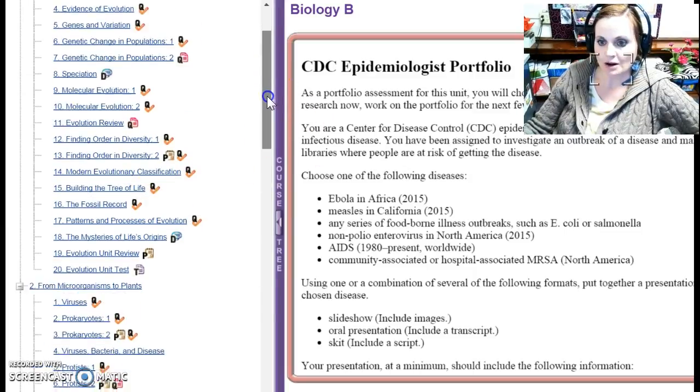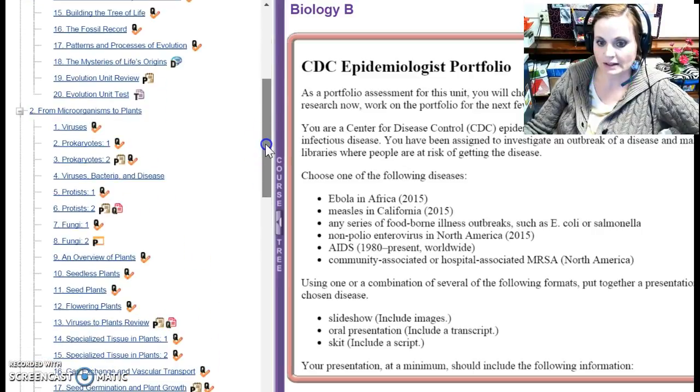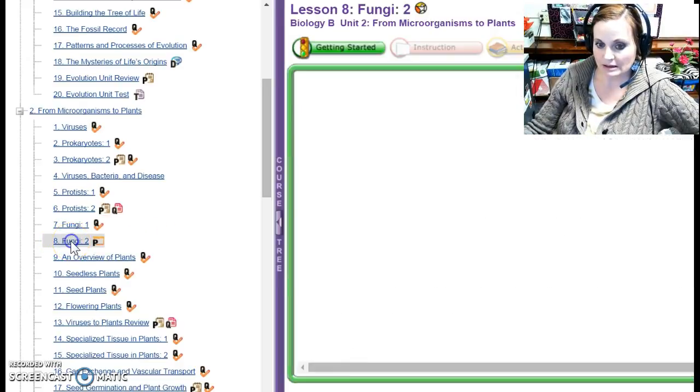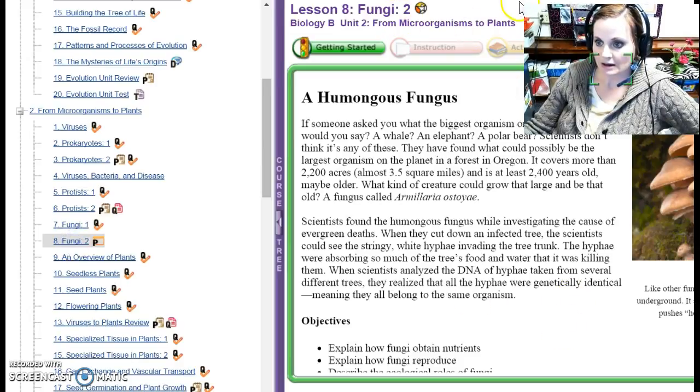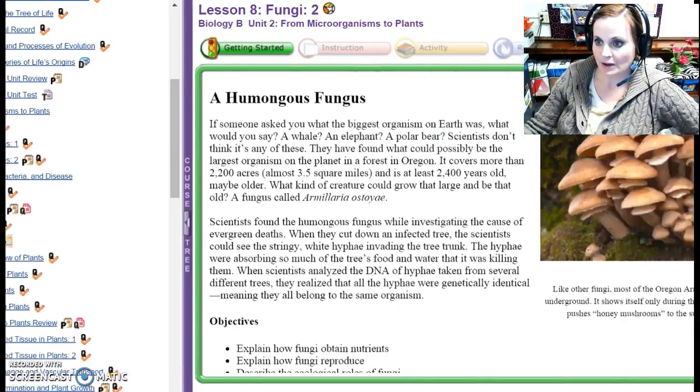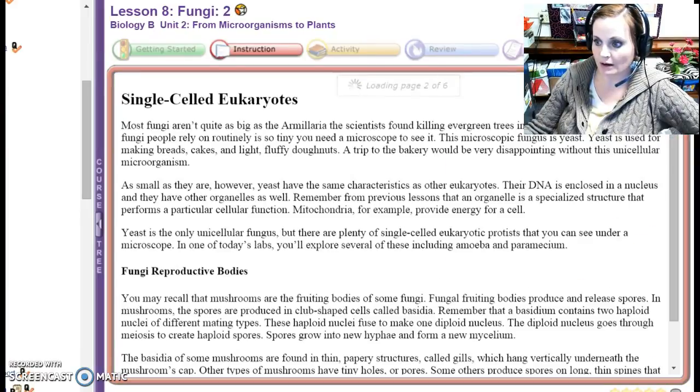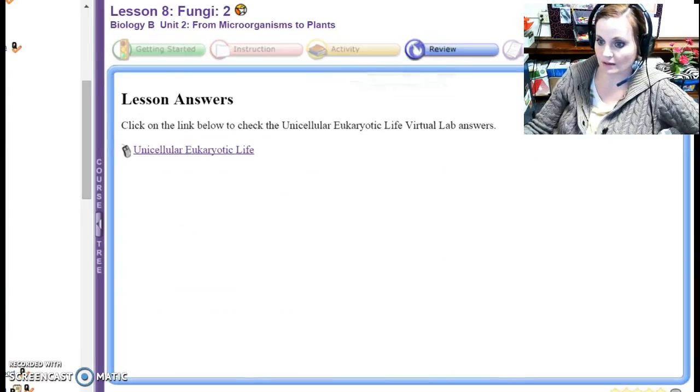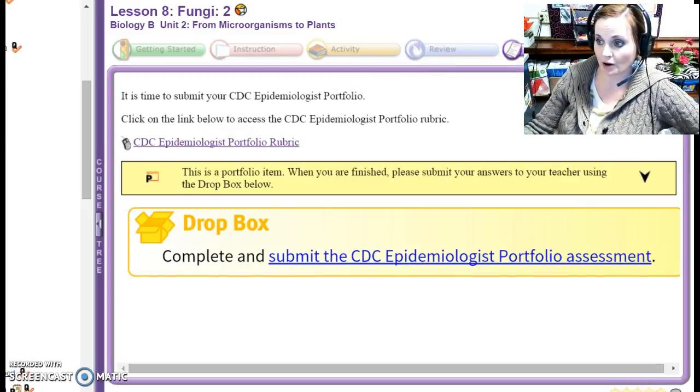When you look at your course tree, you will see a portfolio icon right here next to where it says Fungi 2. And if you were to look at your planner, you would probably also see that symbol in Unit 2, Lesson 8. Now, this is just the drop box for you to turn in a portfolio that you had been working on for the week and a half prior to when that Dropbox is available.